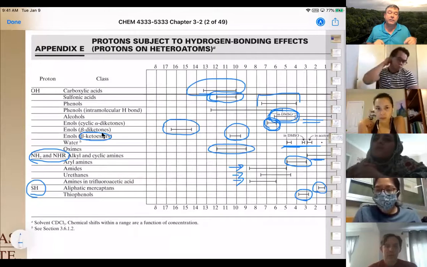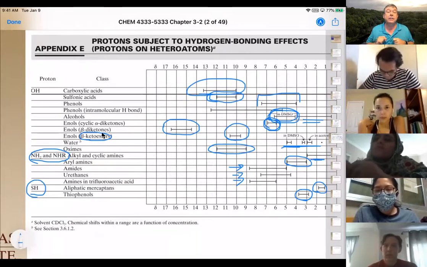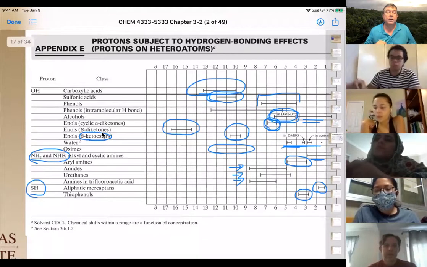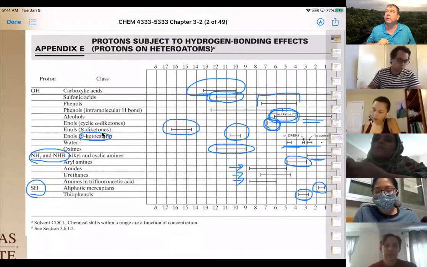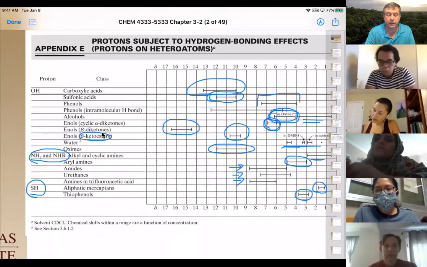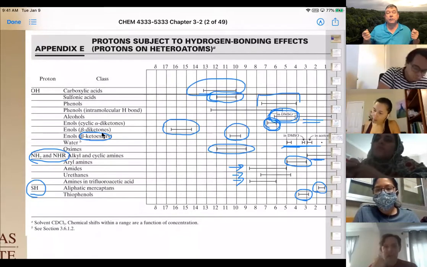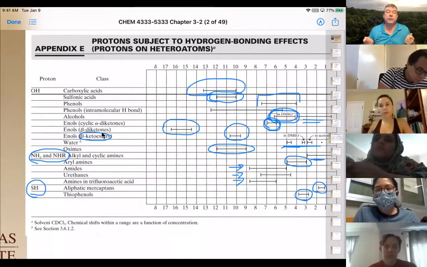You can get splitting through the sulfur because it doesn't hydrogen bond, so it doesn't exchange very quickly. So you typically do get a little bit of coupling with the sulfur compounds. But I don't remember what the coupling constants are, so I can't find that, sorry. Okay, questions about protons on heteroatoms? Heteroatoms being oxygen, nitrogen, and sulfur.